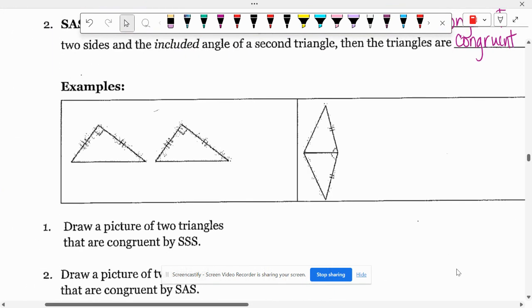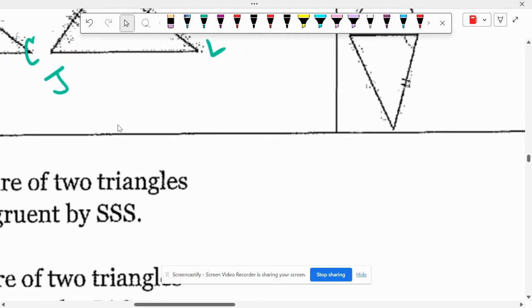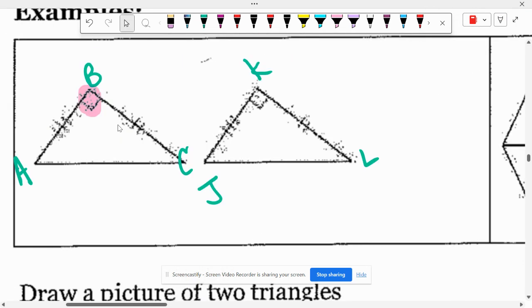So I'm going to label these just because, again, I think that we need some labels. I'm going to call this A, B, C, and I'm going to call this J, K, L. So what is this angle right here? What is the measure of it? Yeah, it's 90 degrees. Do you guys see that 90-degree marking right there? This is also 90 degrees. So what can you tell me about angle B and angle K? They're equal to each other. They have the same measure.